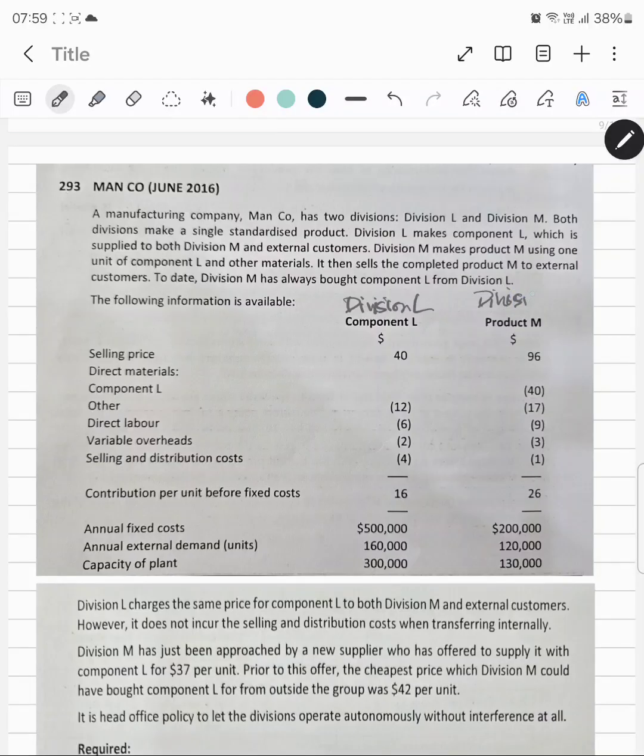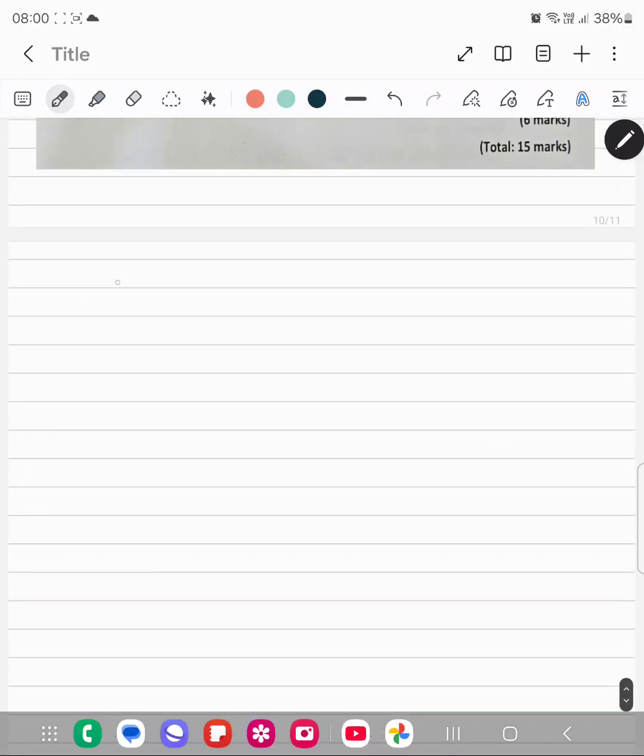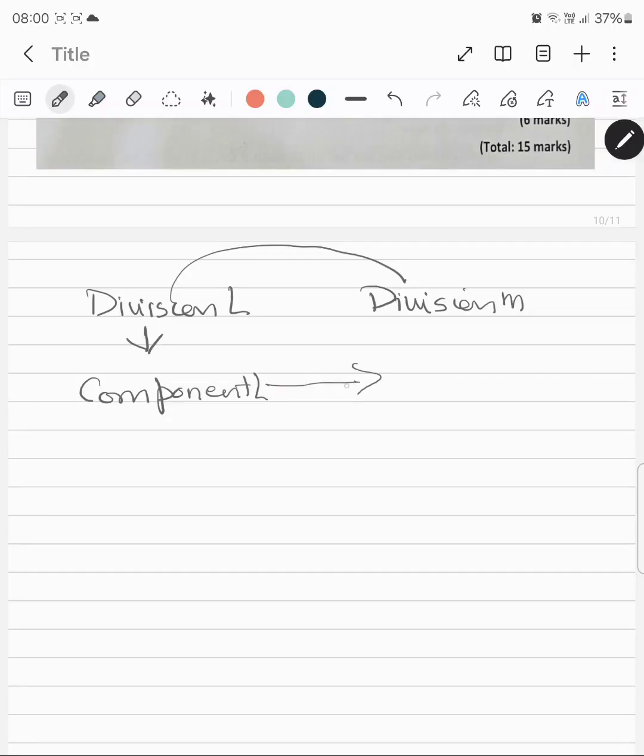Division M. So there is an internal transfer by Division L to Division M. The component L is being transferred internally, and it is sold externally as well, and it is being transferred internally to Division M. Now M makes a product M which it sells outside.